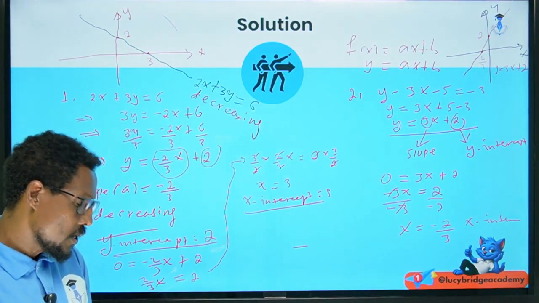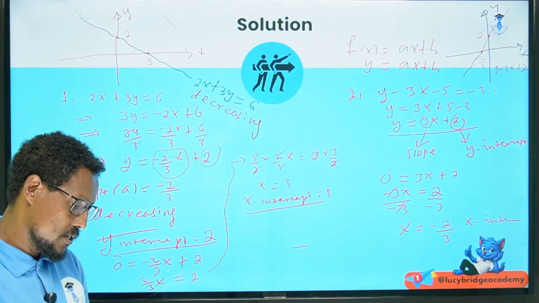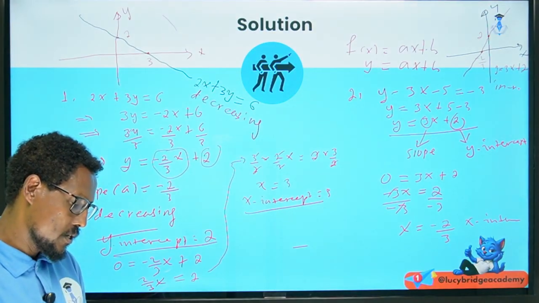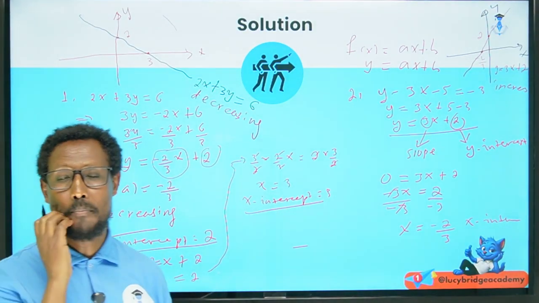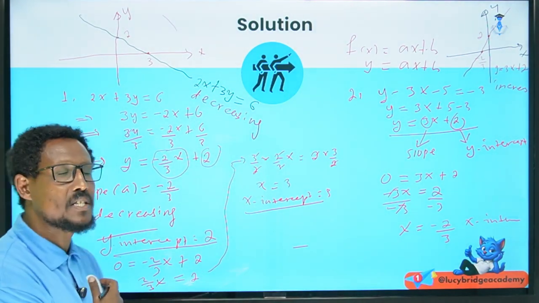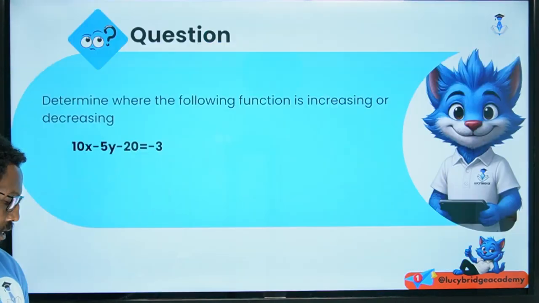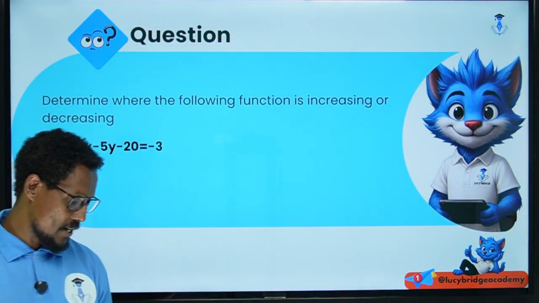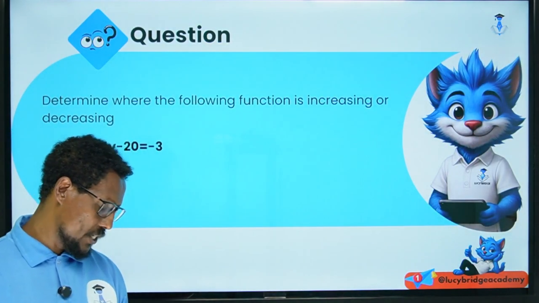Decreasing, whereas this one is increasing. Increasing because the slope is positive. Positive slope means increasing, negative slope means decreasing. Question: determine whether the following function is increasing or decreasing, right?